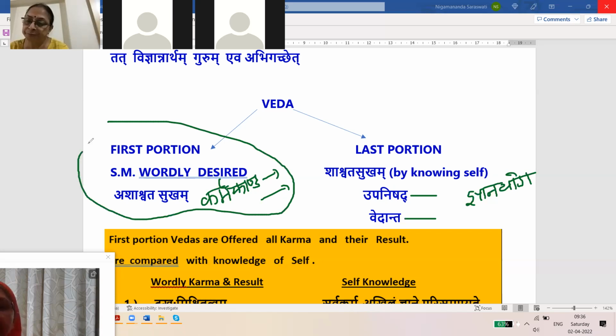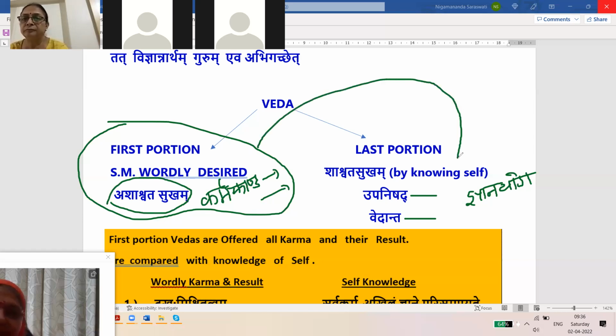But when a person becomes a little bit mature, then the person starts thinking that all this is not permanent sukham. I need permanent sukham. For that, the Veda says, come to me only. I will give you the permanent solution, the Shashvatam Sukham. It is also available in me only, but it is in the last portion of it. So there is nothing wrong in this.